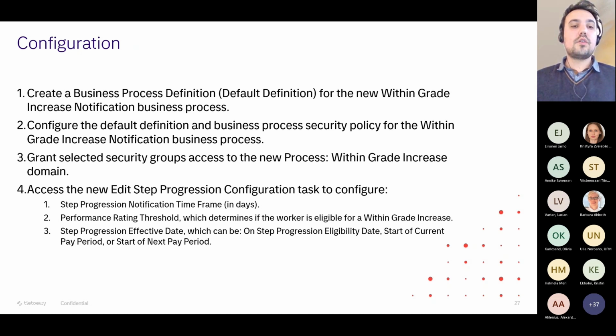And then there's a new task called edit step progression configuration. With this task, you have three different places to maintain: the step progression notification time frame, the performance rating threshold, which determines if the worker is eligible for within grade increase or not, and the step progression effective date, which can be on the step progression eligibility date, start of current pay period, or start of the next pay period.